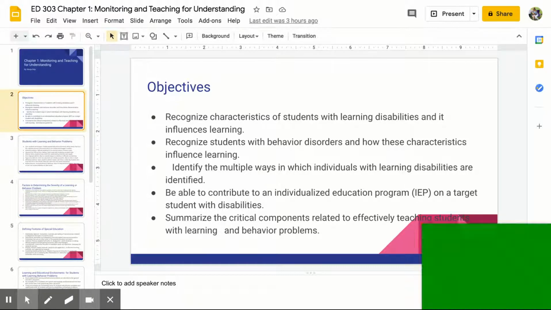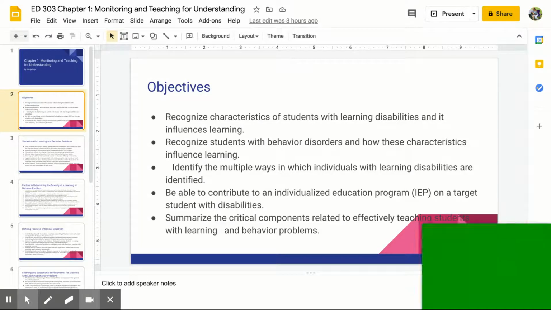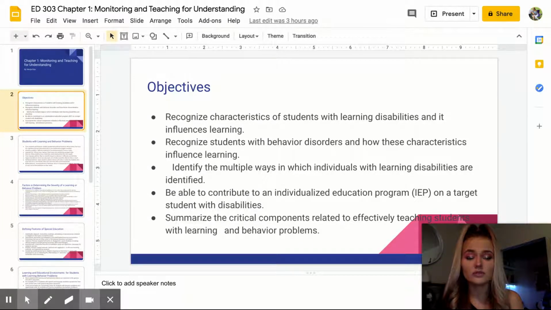their behavior disorders and how to characterize and influence learning on those problem behaviors, to identify the multiple ways in which individuals with learning disabilities are identified, and to be able to contribute to an individualized education program on a target student with disabilities. Summarize the critical components related to effectively teaching students with learning and behavior problems.